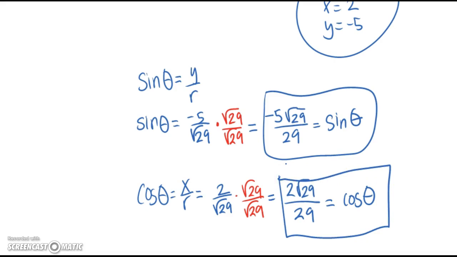And that was standard 1.10, finding the sine of theta and cosine theta from a point on the terminal ray. Again, keep in mind sine and cosine are just ratios. That's all it is, the ratio of two numbers, y over r for sine and x over r for cosine.